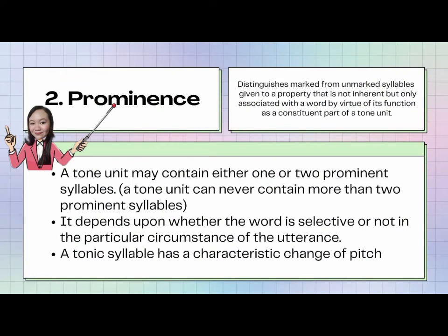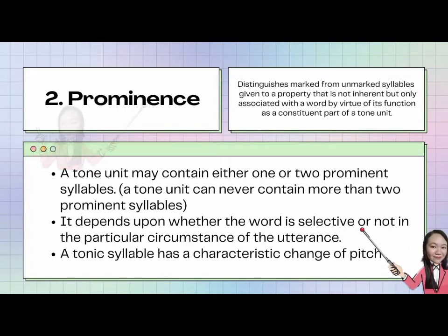So the next system is prominence. Prominence distinguishes marked from unmarked syllables, given that it is a property that is not inherent but only associated with a word by virtue of its function as a constituent part of a tone unit. If a word is used to remove uncertainties and was thus purposely chosen from a set of possible other words, it is made prominent.